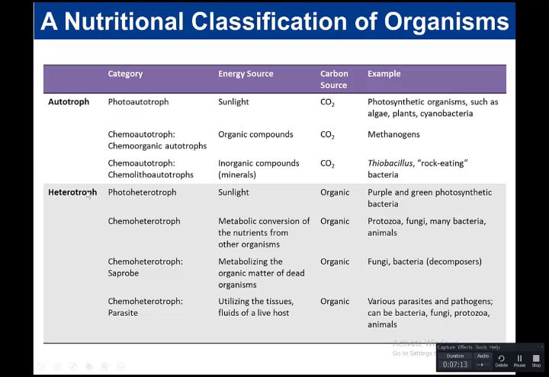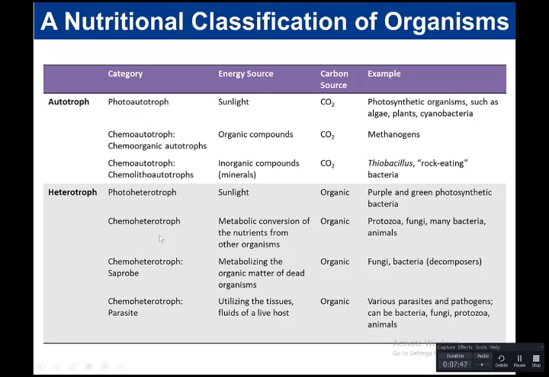Next, we get to our heterotrophs. Remember, heterotrophs take in carbon in organic forms. So notice for all of these, their carbon source is organic. If we have a photoheterotroph, photo refers to energy in light, so sunlight. Again, hetero refers to organic carbon sources. And so examples of this would be purple and green photosynthetic bacteria.